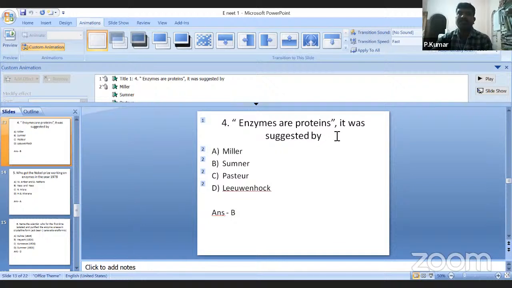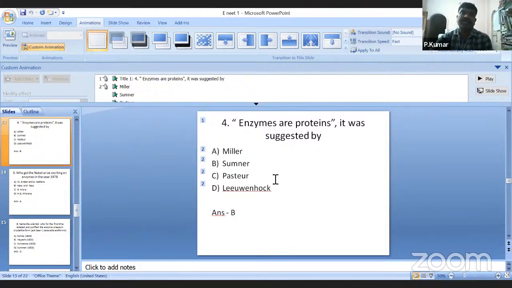Next, enzymes are proteins. It was suggested by which scientist? The options are Miller, Sumner, Pasteur, and Leeuwenhoek. Here you are observing the scientist Sumner. That is very important. The scientist Sumner stated, or suggested, that enzymes are proteins. It was suggested by Sumner.